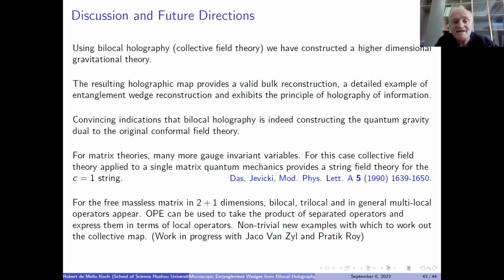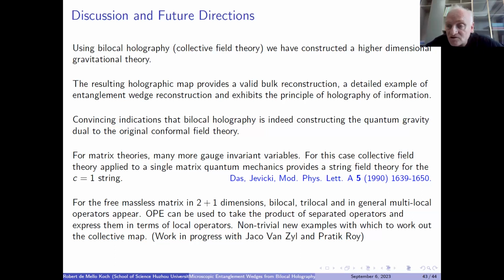First of all, using bilocal holography, specifically the collective field theory of the vector model, we have constructed a higher dimensional gravitational theory. We've done it just by using the CFT, nothing more than the CFT. We've checked that the resulting holographic map really provides a valid bulk reconstruction. We've shown that it's a very detailed example of entanglement wedge reconstruction, and that it exhibits the principle of the holography of information. I think this is a very convincing indication that bilocal holography really is constructing the quantum gravity which is dual to the original conformal field theory.